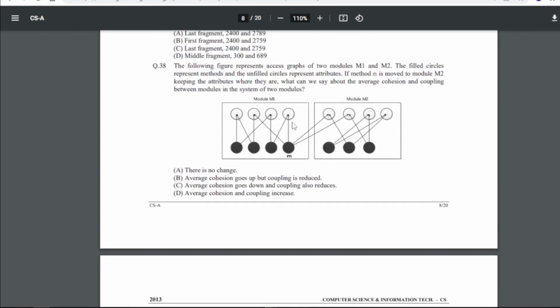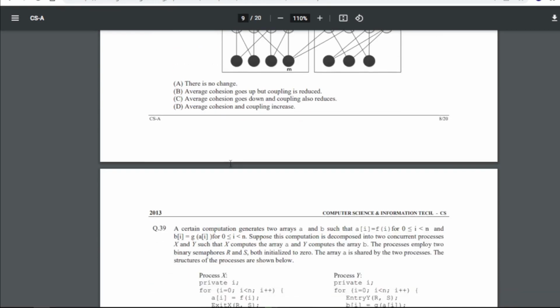38, the following figure represent access graph of two modules M1 and M2. The filled circle represent methods, and the unfilled circle represent attributes. If method M is moved to module M2, keeping the attributes where they are, what can we say about the average cohesion and coupling between modules in the system, right? So for 38 our answer will be A, that is there is no change. There is no change. Okay.